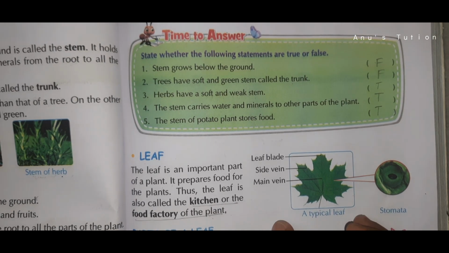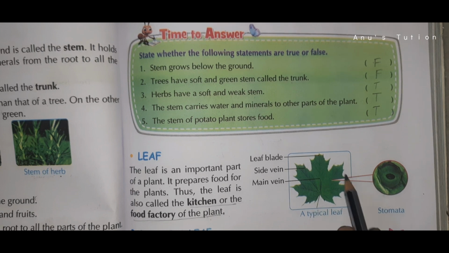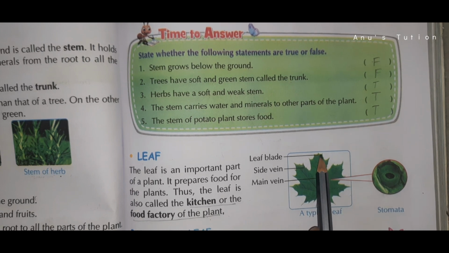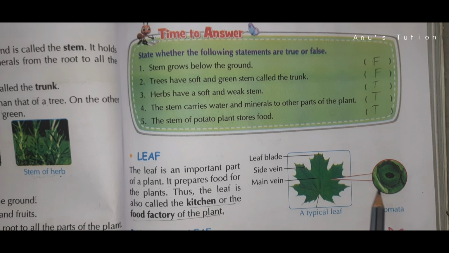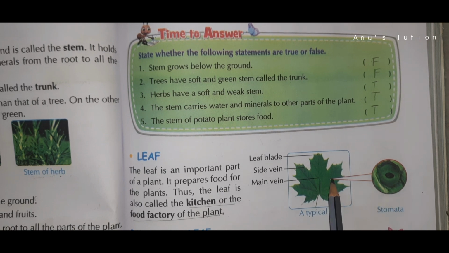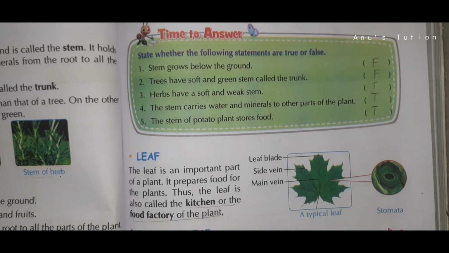See here, the picture is there. We will discuss this. This is a picture of a leaf. This is known as the leaf blade. This is a side vein. This is the main vein. This is known as a stoma. Stomata.